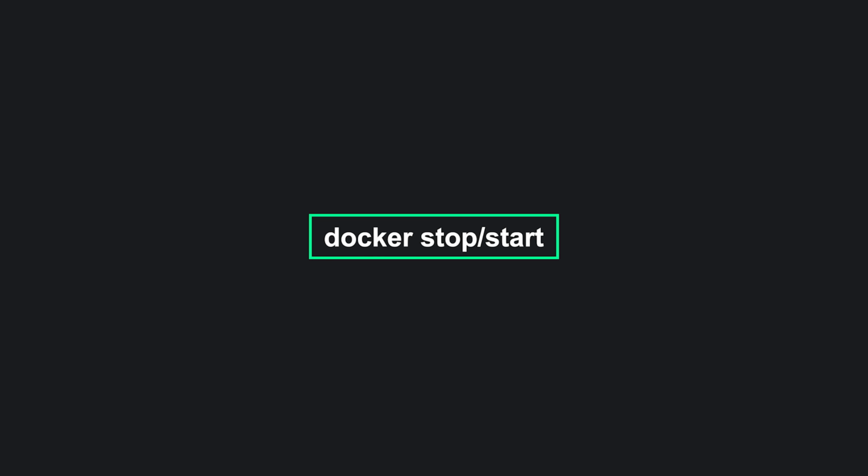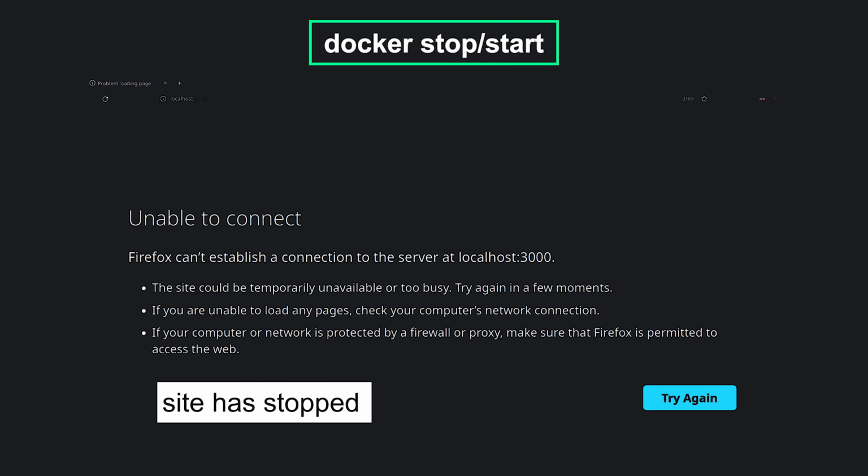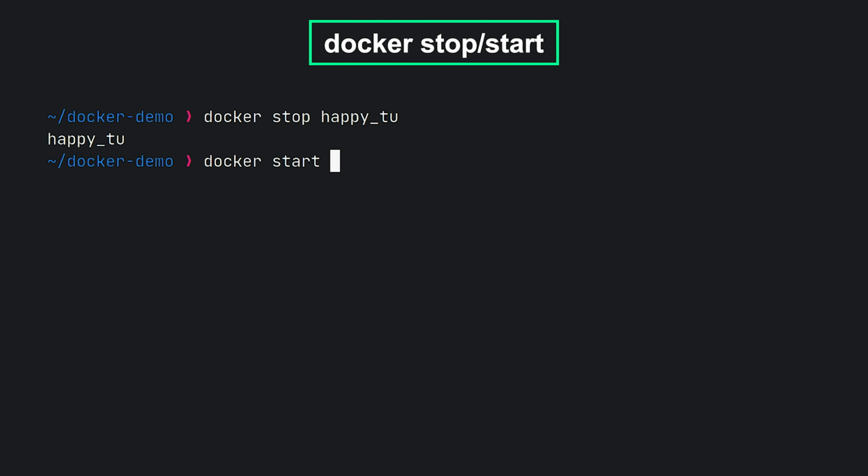To stop the running container, we can use docker stop followed by the container ID or the container name. Same goes for when you want to start a container.